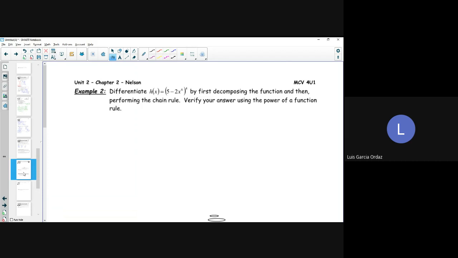So we have our whole function, which is h of x, equal to 5 minus 2x to the 6, all to the power of 4. Now I need to come up with an f of x, and I also need to come up with a g of x. My function f of x, because we have this exponent 4 out here, is x to the power of 4, and g of x can be 5 minus 2x to the 6.